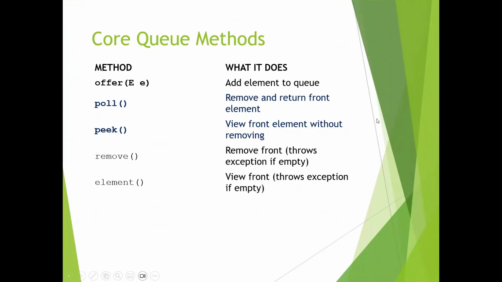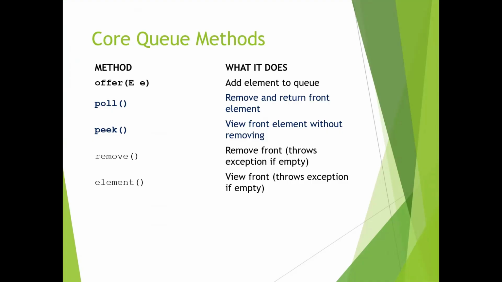So what are the core queue methods? The most important ones are the poll and the peek. So we'll talk about those first. So peek, it's kind of like what it sounds like. You're taking a peek at the front element, but you're not removing that element.